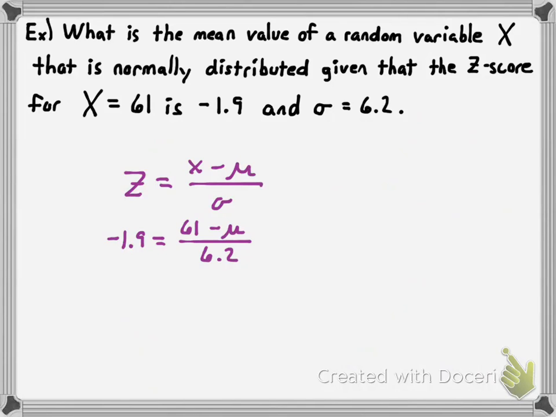And then here all we've got to do is a little bit of algebra. We're going to multiply both sides by the denominator, 6.2. And that'll tell us that negative 11.78 is equal to 61 minus the mean. And then we can subtract 61 and divide by negative 1. And we'll find that the mean value for this data set is 72.28. Alright, now that's a very useful skill to have. One more example here of how you can use z-scores.